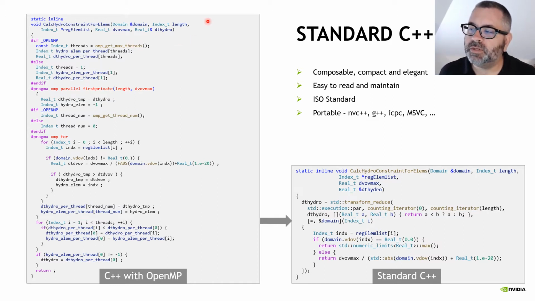Now, we worked with the developers to take code like this, and this is just one function out of many, and refactor it using only ISO C++, and here's the result on the right. You can see the code is much more compact, it's easier to read and maintain. And because it's fully ISO C++ standard, it's portable to any ISO C++ compiler. NVIDIA's NVC++, GNU's G++, Intel's ICPC, and many more. So this code, in addition to all of those advantages, it turns out that it's actually faster too.